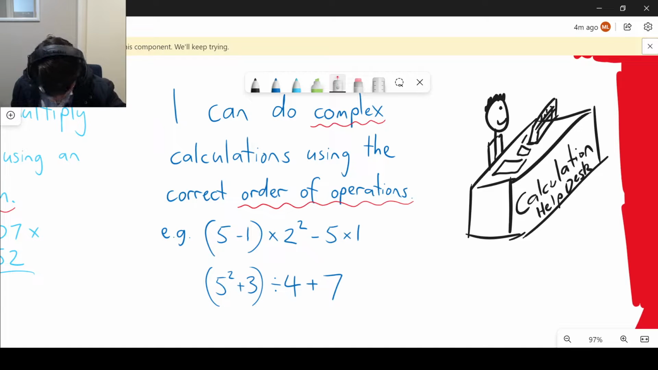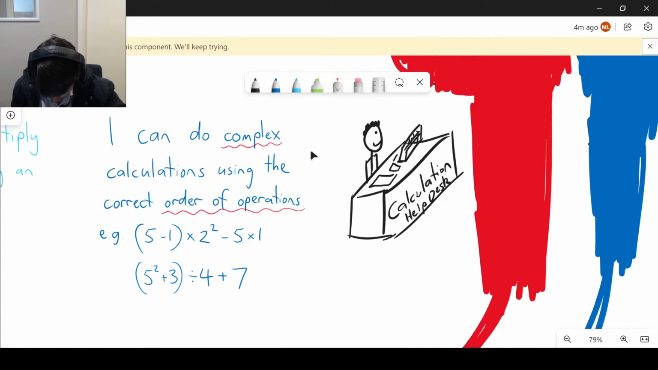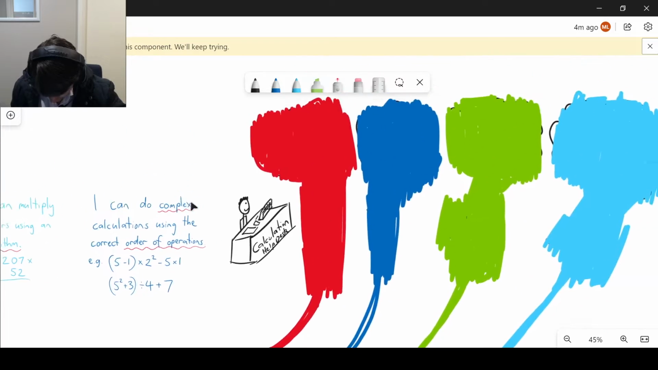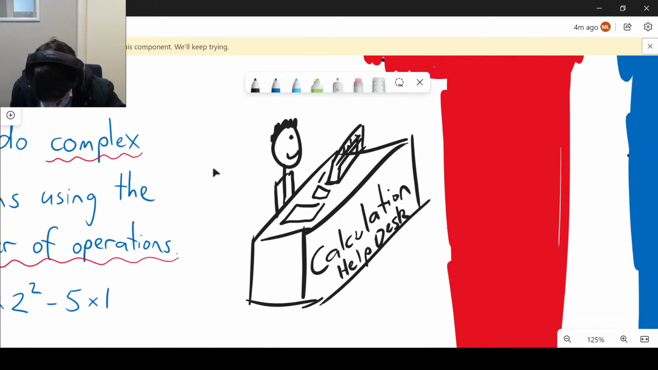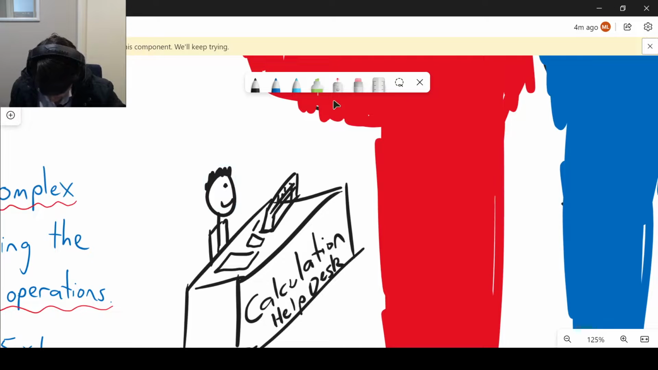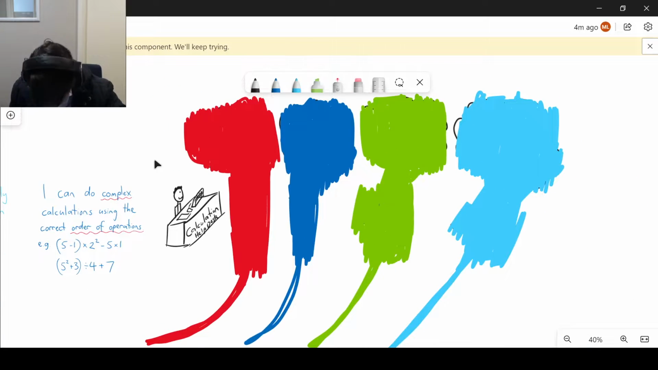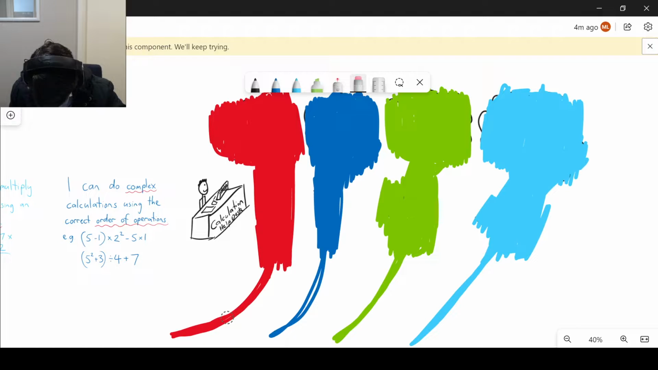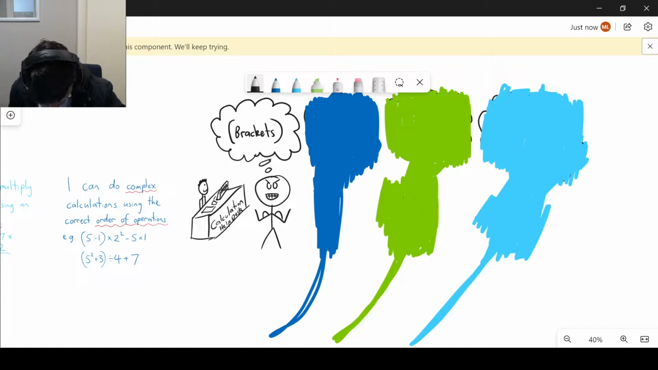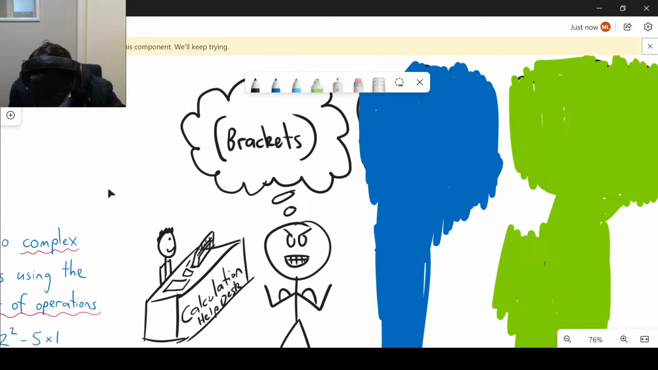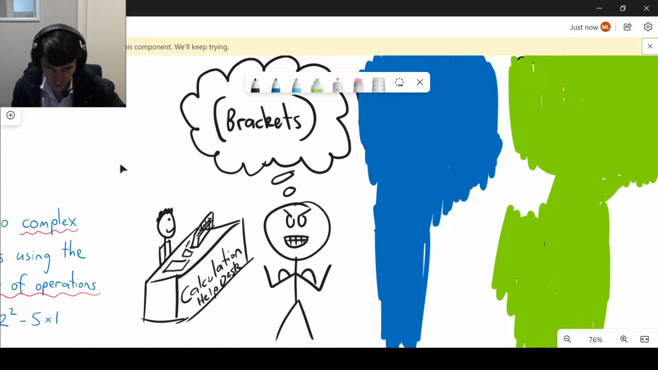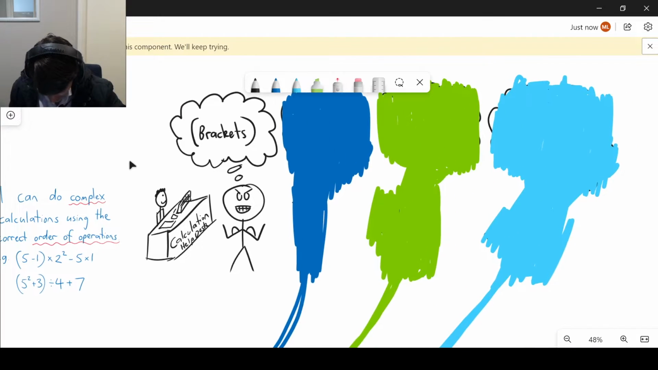Yeah, well, let's have a little look. I did a little drawing. It's the little calculation help desk. There's a little guy, and he's just like, yeah, I'm here to help with calculations. But there's a queue. So whoever's at the front of the queue, they're going to get served first. So the first person at the front of the queue is brackets. So anything in brackets, the calculation person's going to help with that first. So he's right there at the front.